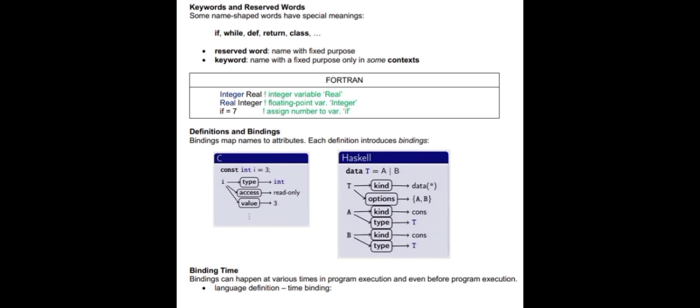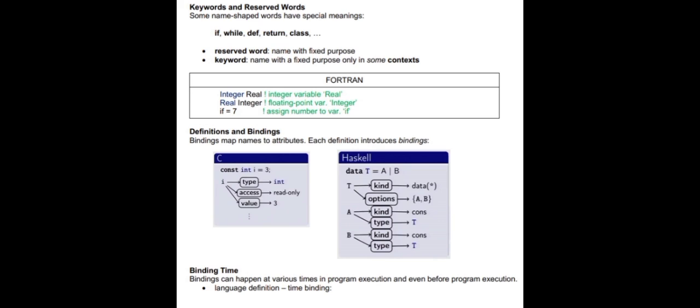Keywords and reserved words. Some name-shaped words have special meaning: if, while, def, return, or class. A reserved word is a name with a fixed purpose. A keyword is a name with a fixed purpose only in some context. In Fortran, INTEGER REAL is an integer variable named REAL, not a type. REAL INTEGER is a floating point variable named INTEGER. IF = 7 is an assignment to a variable named IF.